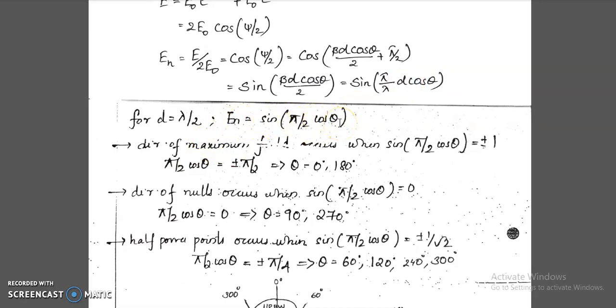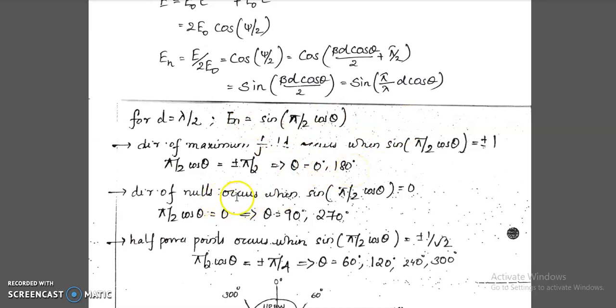Next, we want to find the maximum field points, the null points and the half power points. First, we find the maximum field points. For that, we equate En to its maximum value. We know that it is a sine function, so its maximum value is plus or minus 1. So equate En to plus or minus 1. You will get theta is equal to 0 and 180 degrees.